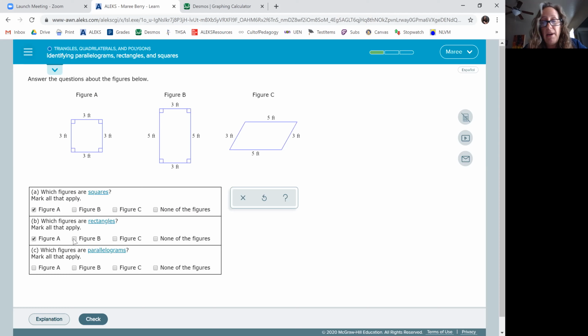And then which ones are parallelograms? They all are parallelograms because the opposite sides are the same length and they are parallel. So A, B, and C.